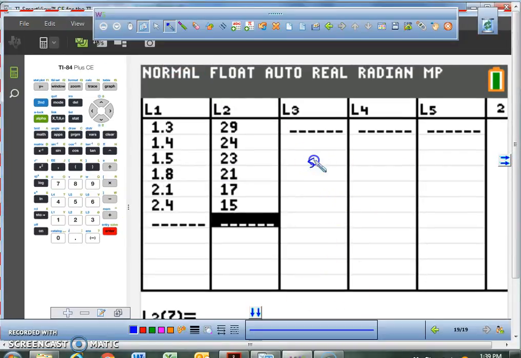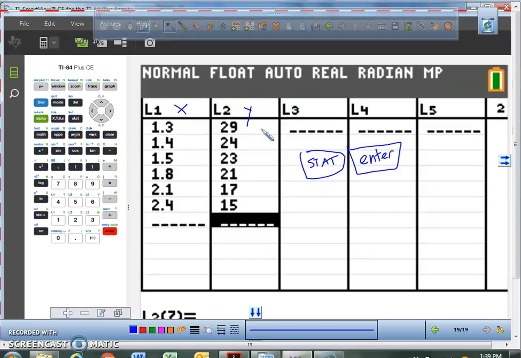And remember, how do we get to the screen right here? We hit the stat button, right? And then we pressed enter. And remember, L1 is your X, L2 is your Y.